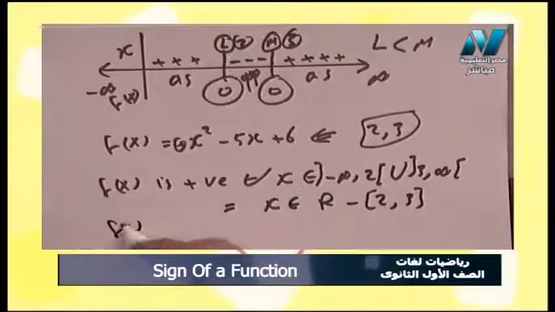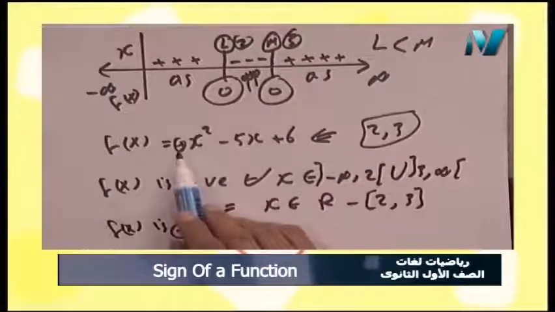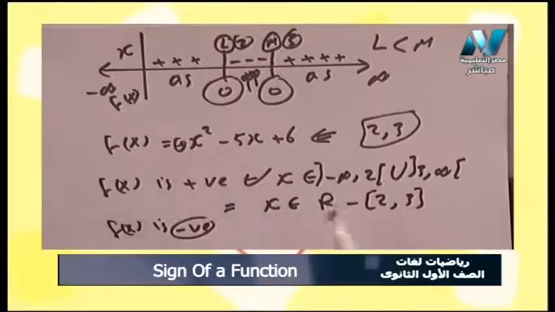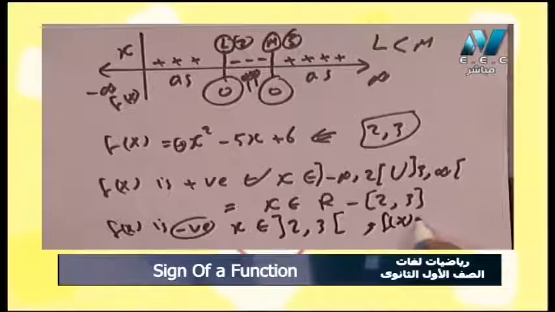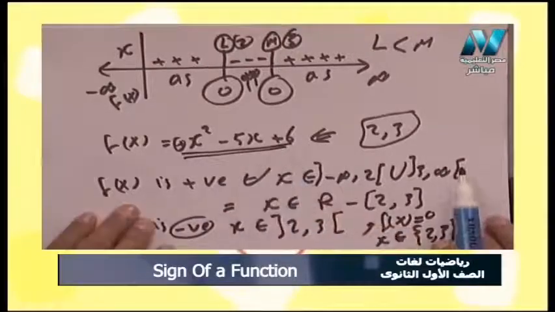But f(x) is negative in this part, which is opposite to the coefficient of x power 2, for x belongs to the open interval from 2 to 3, and the function will be 0 for all x belongs to the set {2, 3}. When x equals 2, the function equals 0, and if we put x equals 3, then the function equals 0.